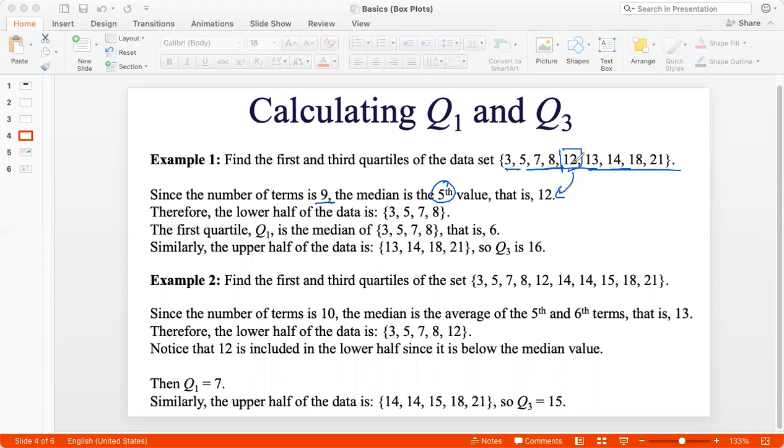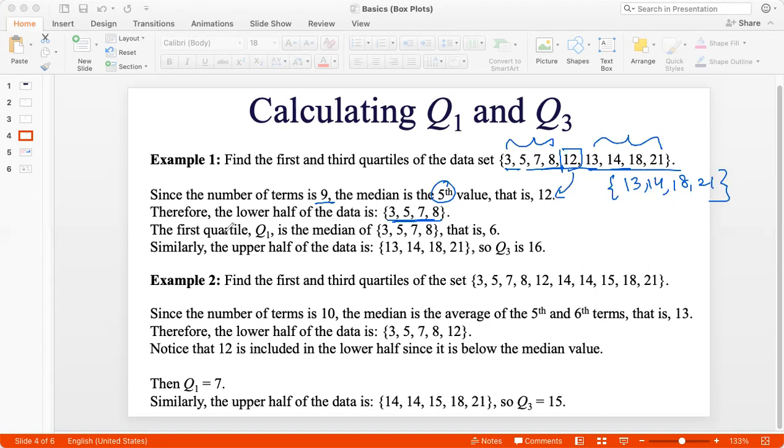So if 12 is the median, then you divide the data set into two halves. There is the lower half, which is made up of 3, 5, 7, 8, and there is the upper half, which is made up of 13, 14, 18, and 21. So when you have the median, you take the left and the right part of it, because the median was within the data set, which happens when there is an odd number of values.